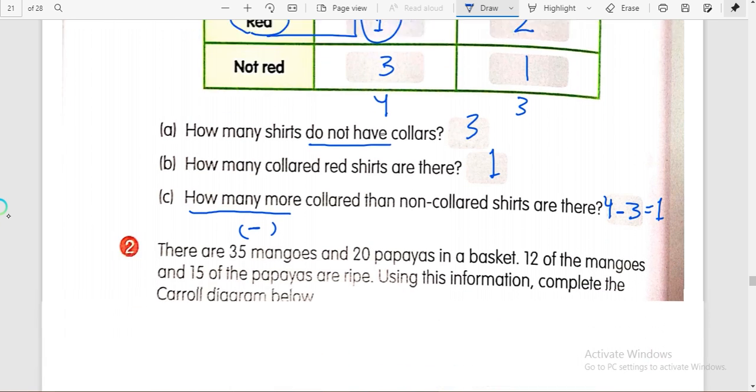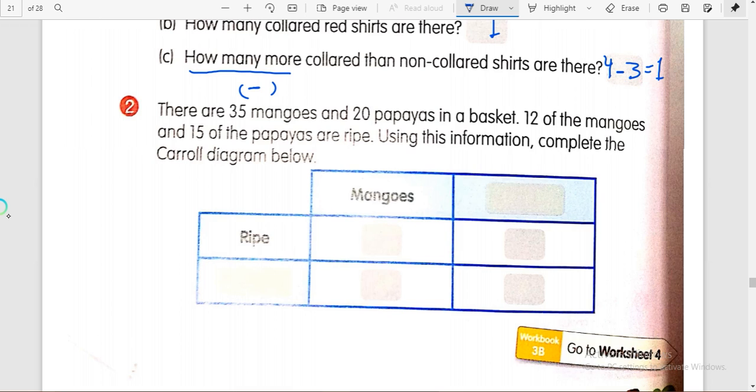Let's come to the second question here on this page. There are 35 mangoes and 20 papayas in a basket. So here the total number of mangoes is 35 and the total number of papayas is 20. 12 of the mangoes and 15 of the papayas are ripe. So from the 35 mangoes, 12 are ripe, and from the 20 papayas, 15 are ripe. So here he's asking you some questions. Using this information, complete the Carroll diagram below.